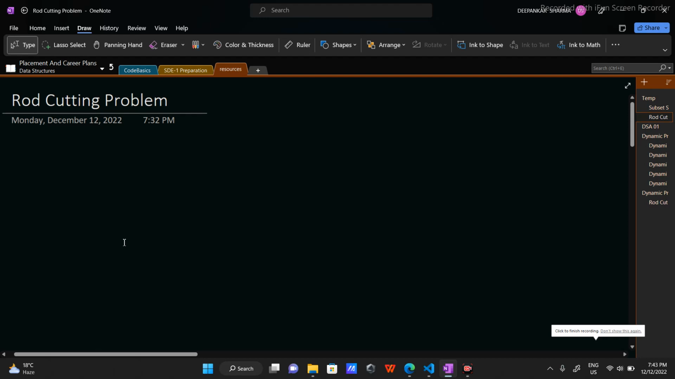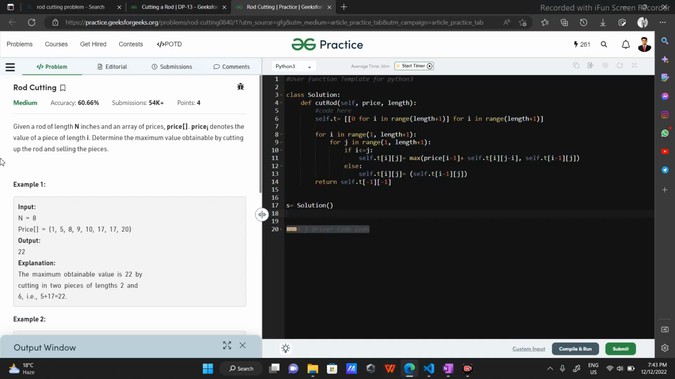So today let's talk about the rod cutting problem. Again, it's from GeeksforGeeks. Let me read out the problem statement for you. Given a rod of length n inches and an array of prices, price[i] denotes the value of a piece of length i. Determine the maximum value obtainable by cutting the rod and selling the pieces.